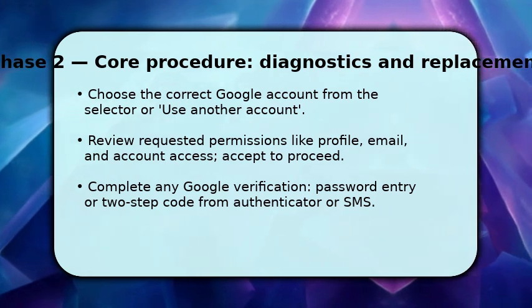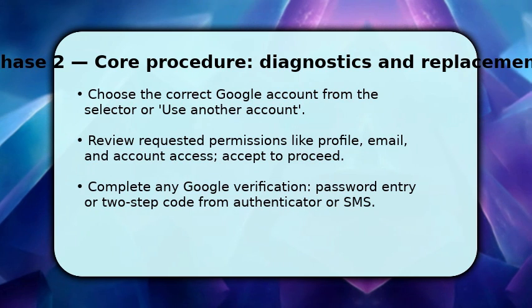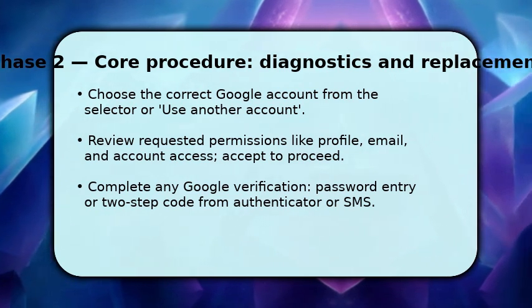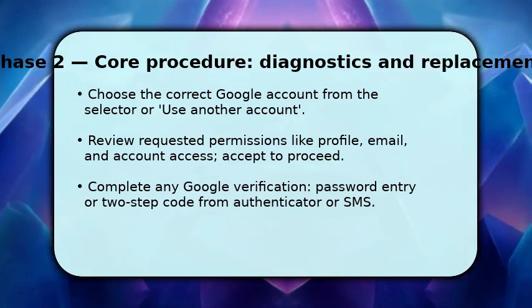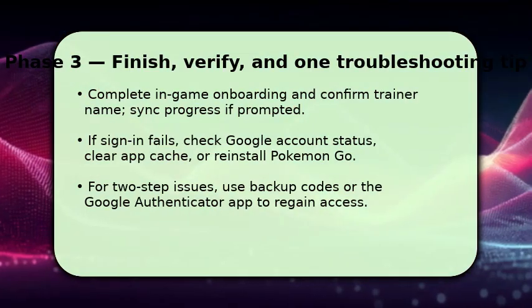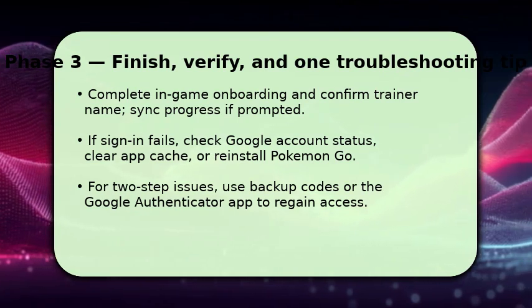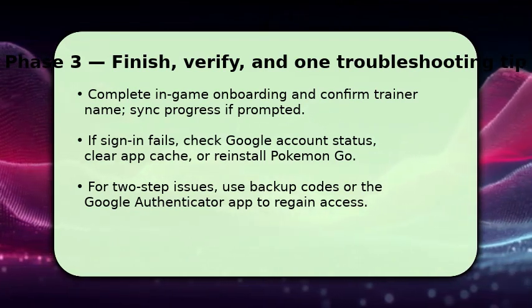If Google asks for verification, enter your password or type the two-step code. This step protects your account and confirms it's really you. You finish by completing Pokémon Go's onboarding screens and confirming your trainer name. The game will sync your account and load nearby content.